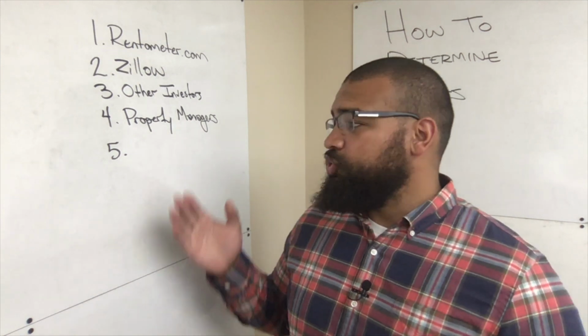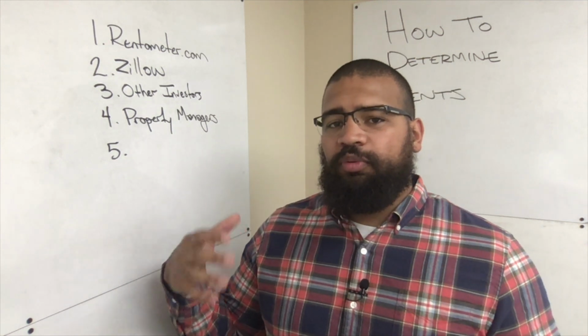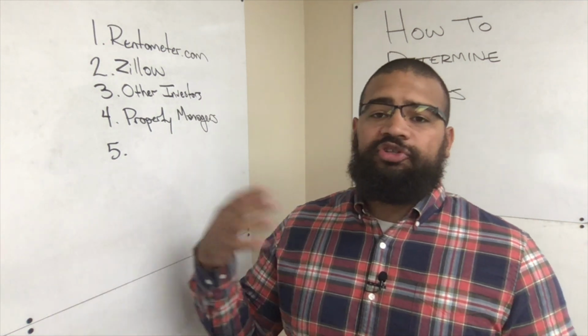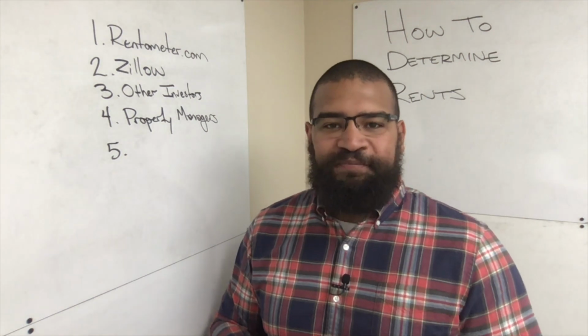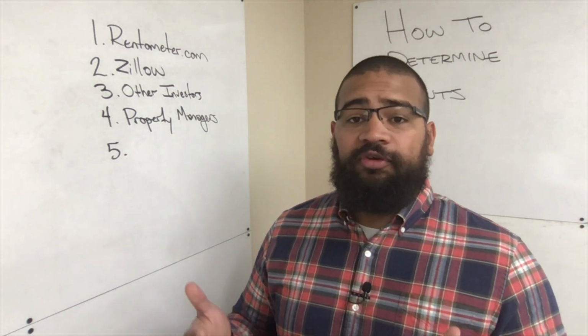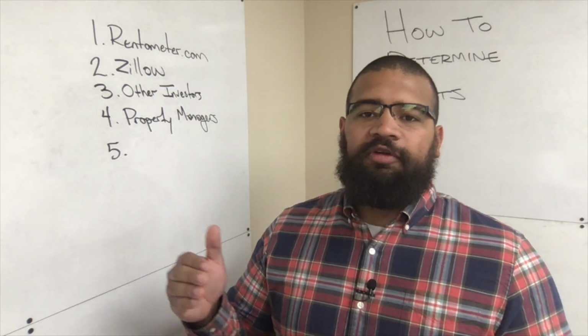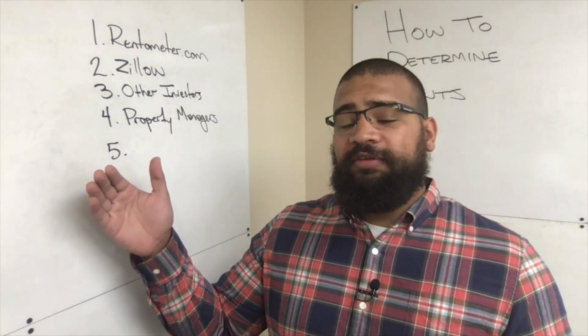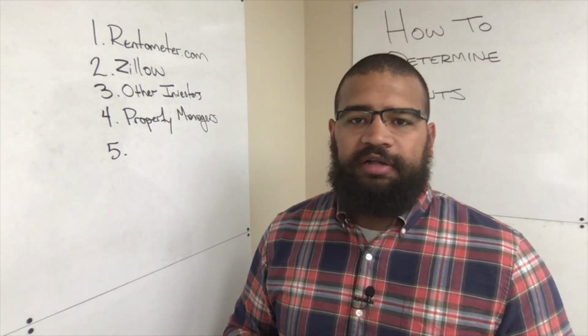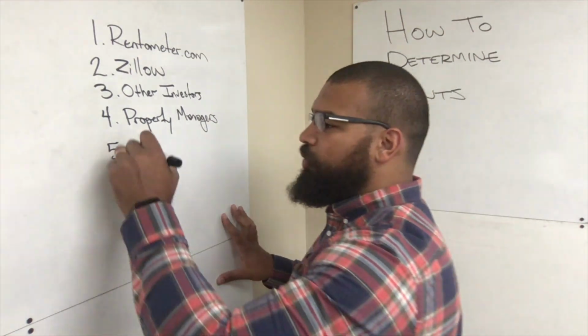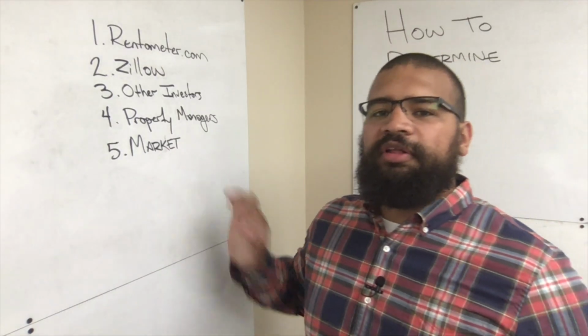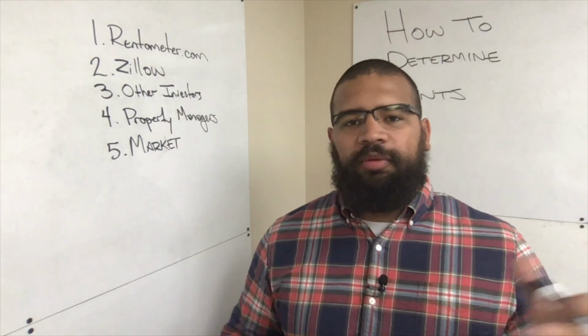And if there's a discrepancy, if I think the property should be rented for higher, or if she thinks the property should be rented for higher, which on occasion happens, then we put the property out for rent at the higher rate and see how the market responds. Which brings us to the fifth thing, which is the market. The market is the undisputed champ in determining your rental prices.